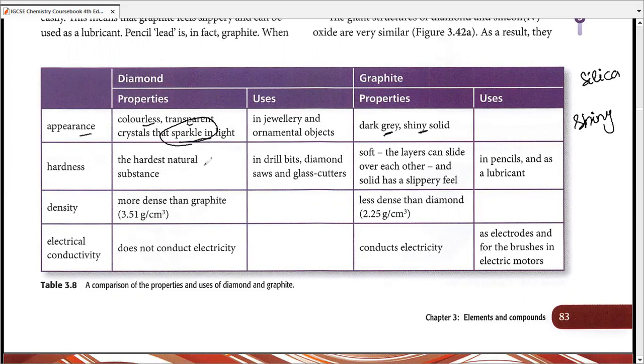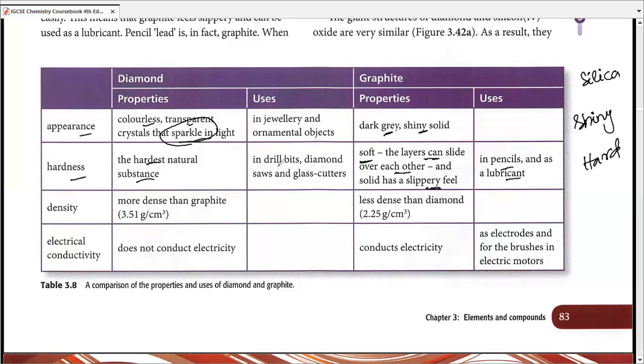Right? So moving on, next up is hardness. Diamond is the hardest natural substance. There are very strong covalent bonds extended throughout the structure in all three dimensions, so it's the hardest natural substance. So silica is also going to be hard. On the other hand, graphite has a different structure. It is soft, the layers can slide over one another, that's why it has a slippery feel. And it is used in pencils and lubricants. Why? Because it is soft, it can slide over.